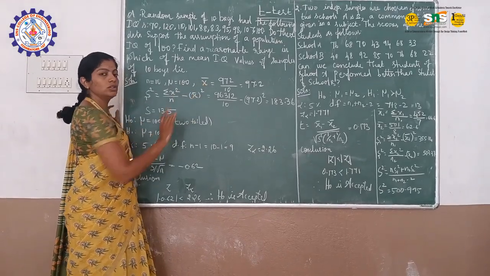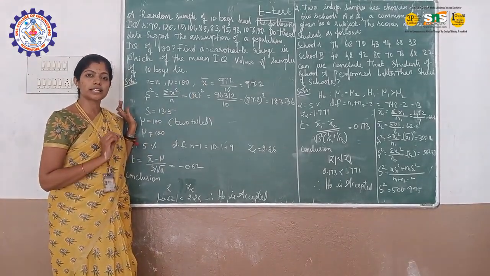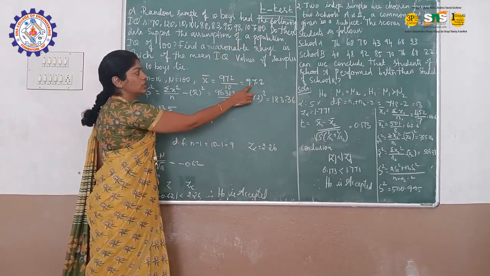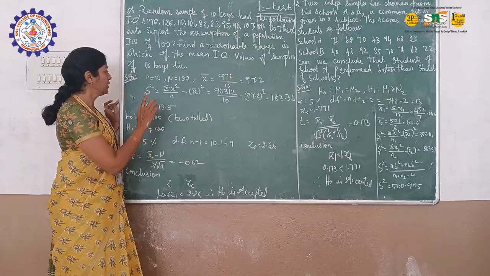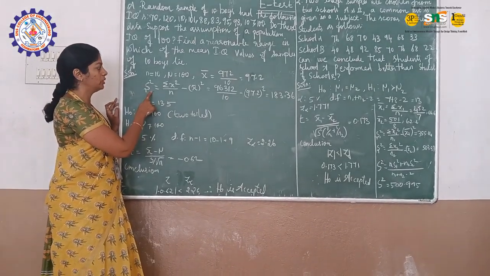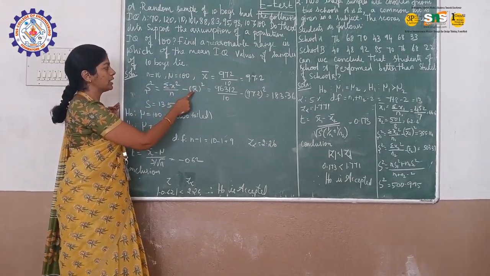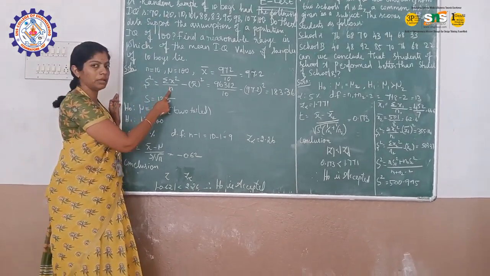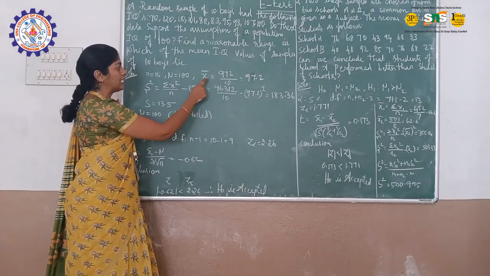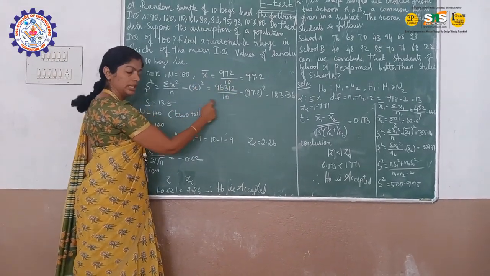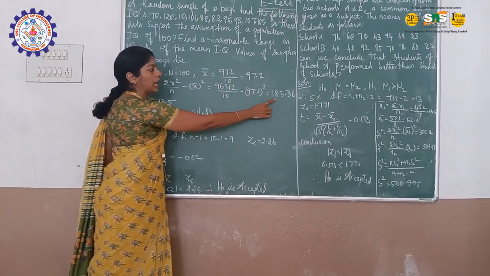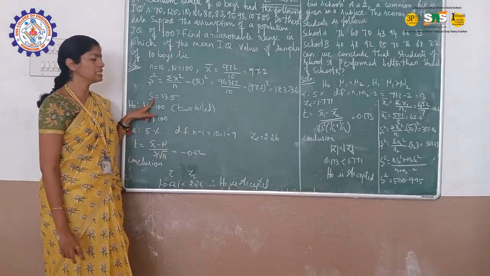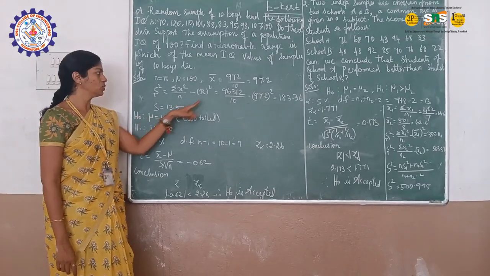Then x bar. We all know the x bar formula is summation x by n. So we have to add all those data and divide by 10. We are going to get 97.2 as x bar. Then we should know what is s square formula: summation x square by n minus x bar whole square. For each value we have to take square and divide by 10. We substitute the values and get 183.36 as your s square. From this we can get s by taking root of this value.